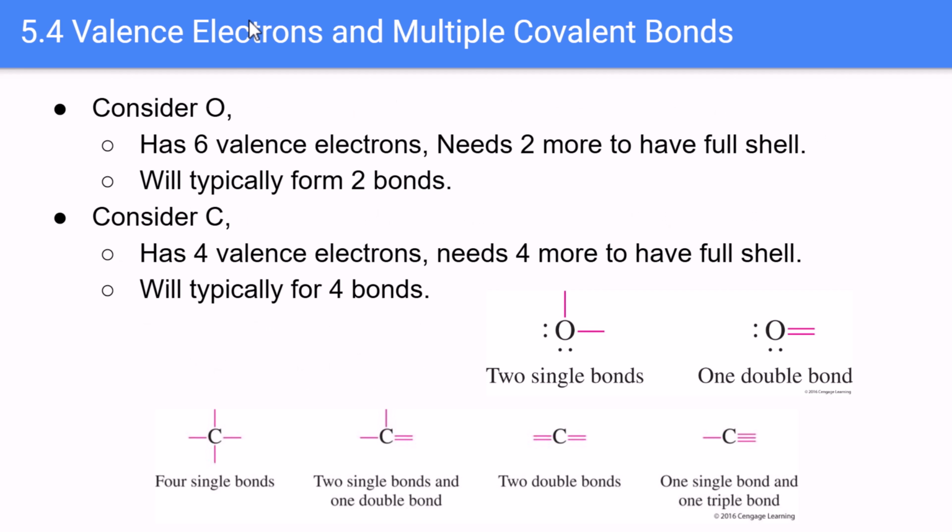It needs 2 more to have a full outer shell, so it typically forms 2 bonds. And carbon has 4 valence electrons. It needs 4 to have a full outer shell, so it will typically form 4 bonds. So this is known as the NOC rule. NOC means nitrogen, oxygen, and carbon.